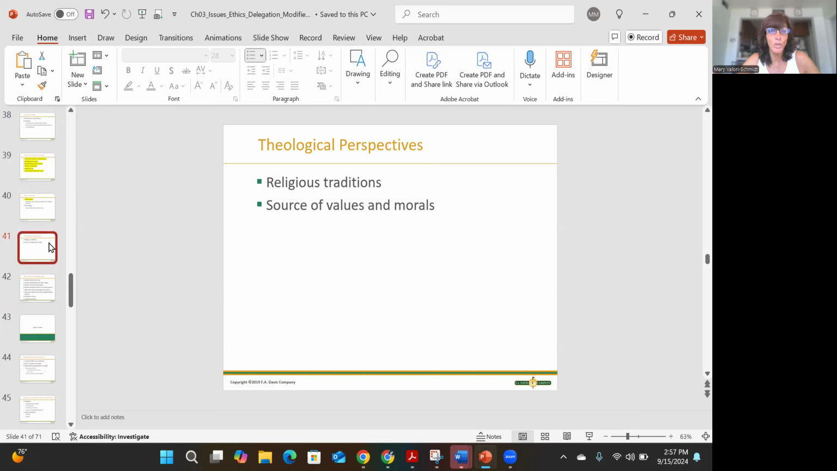Theological perspectives, that's religion, right? So some people are very religious and some people base their actions and conduct on the traditions and the values and morals that their religions dictate. Jehovah's Witnesses will not accept blood or blood products. But there are instances where we have to override those things.